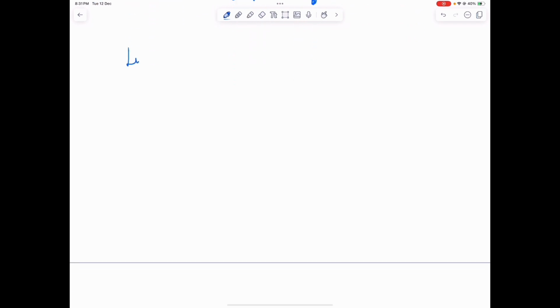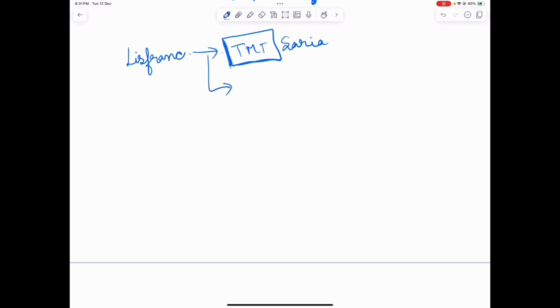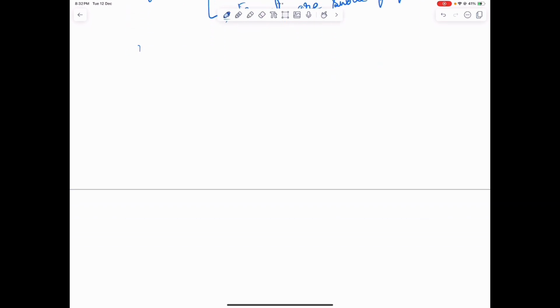Now we move on to Lisfranc. In Lisfranc you can remember by TMT, that is tarsometatarsal joint, Lisfranc. And one more can be used. The French are subtle people, and in subtle we have a sound of tarsal. Now we come on to the fifth metatarsal fracture.